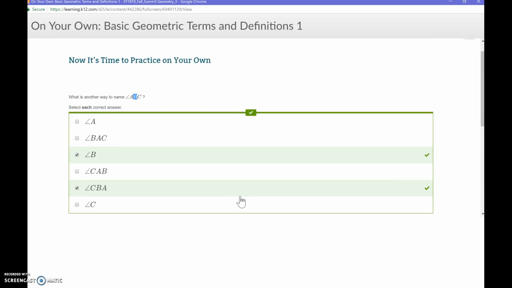And that is your practice for 102, Basic Geometric Terms and Definitions, number 1.